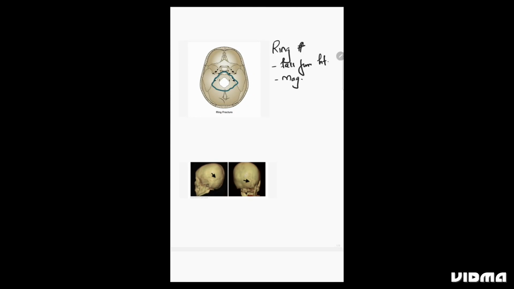Guys, today let's talk about different kinds of skull fractures. Okay, briefly. The first one that you see here is a ring fracture, guys. So here this is the base of the skull. You all know that, right? And what is this here? This one, the famous what? Foramen magnum. Yeah. So if there is a fracture which occurs around the foramen magnum, something like this, then it is called a ring fracture.